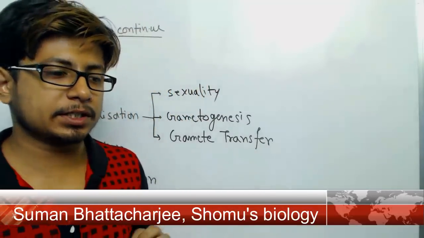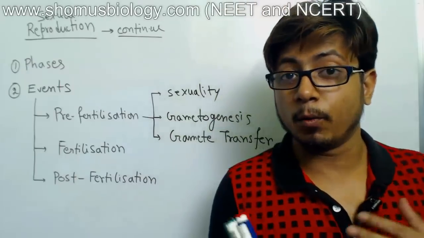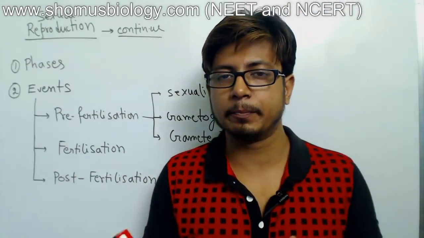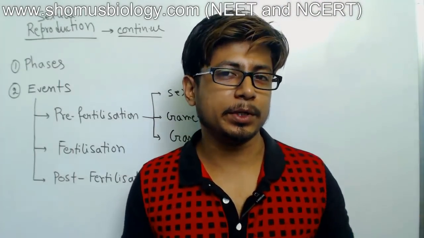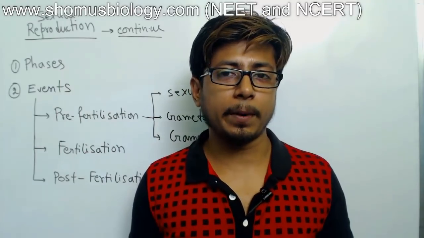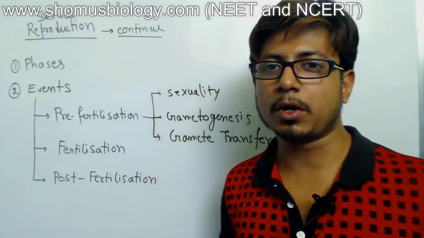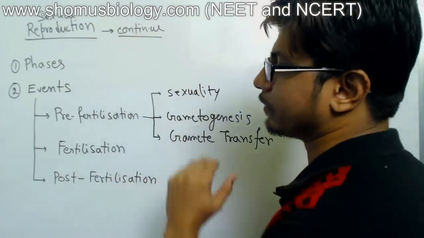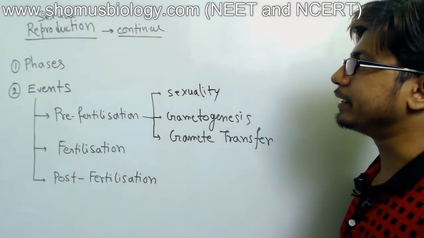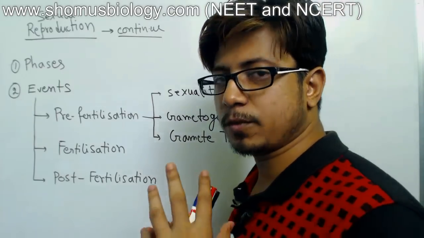In the first part we discussed the overview of reproduction, what reproduction actually is, and why it is necessary and important, because it means the continuation of life. We also talked about the asexual mode of reproduction. Now in this part we are going to talk about the sexual mode of reproduction. I told you earlier that sexual reproduction is complex.